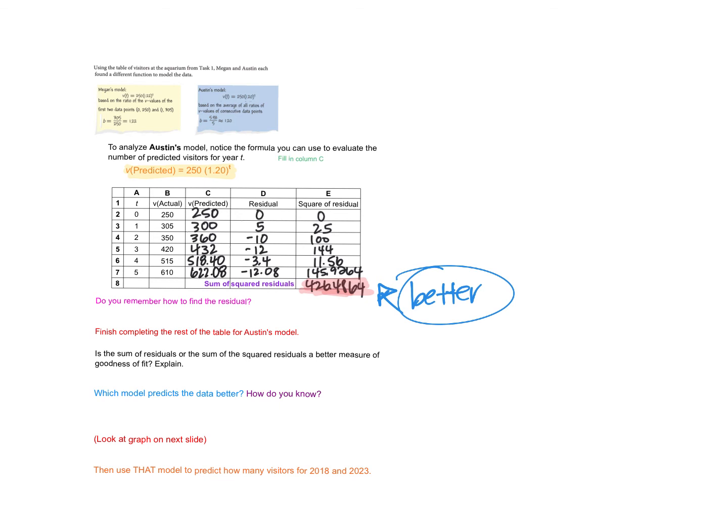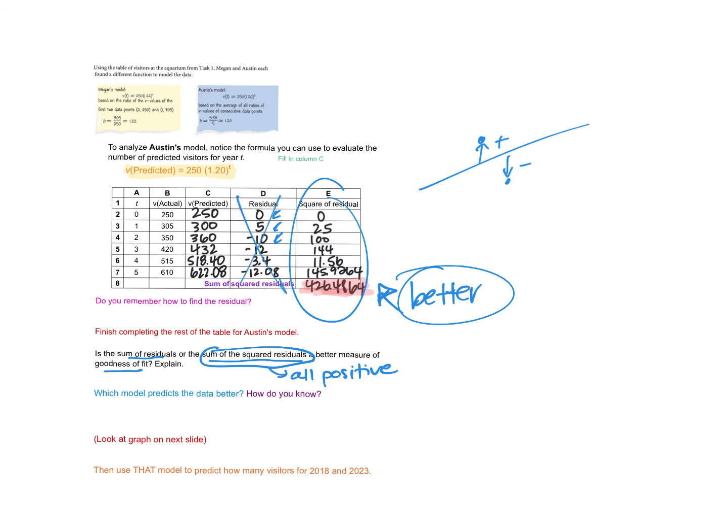Now, did you notice, I forgot to talk about this, how some of these are positive and some of these were negative? All that means is, if this was a line, if they're above, that's positive. If they're below the line, that is negative. It asks, is the sum of residuals or the sum of the squared residuals a better measure of the goodness of fit? We're going to say the sum of the squared residuals, because they are all positive. That is a little bit easier to measure. That's why we use this instead of this, because some are above the line, some are below the line.